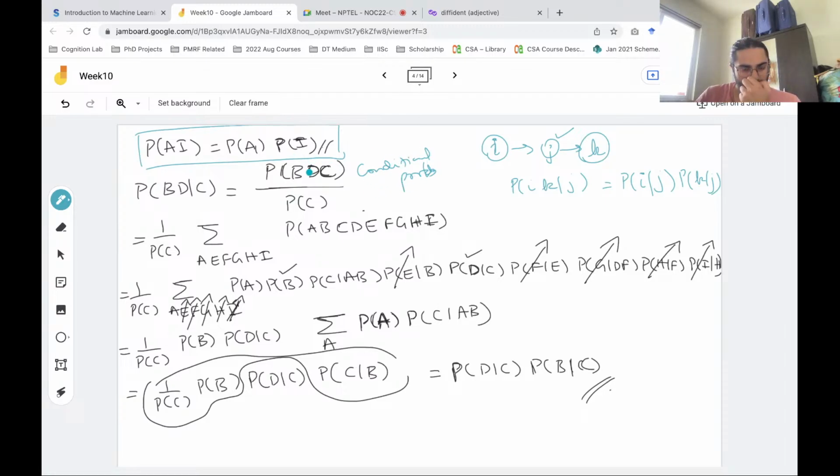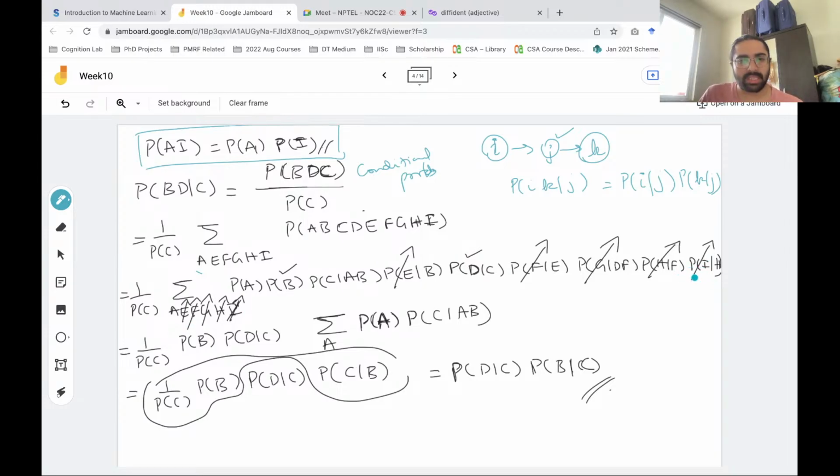Now I put the same sort of logic. I say, what is p of b, d, c? It is the marginal over all these variables a to I except these three variables over the joint probability distribution, right? So I have summation over a, e, f, g, h, I of this joint probability distribution. I can then put the equation again here and see that all of these variables will start summing out.